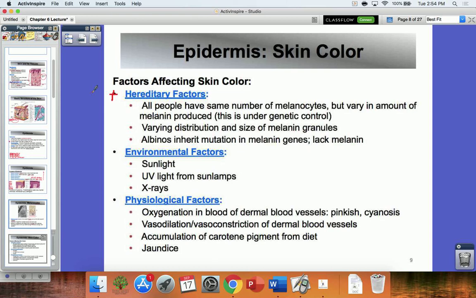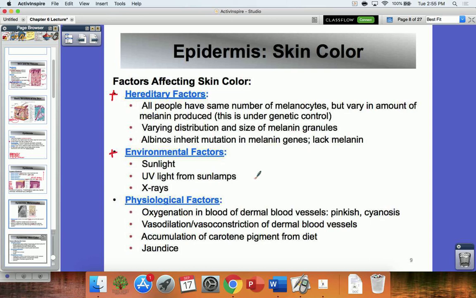In addition, environmental factors. Environment, that's that UV radiation, that sunlight. And so again, like we said, if we go into the sunlight, we're exposed to too much sun or UV radiation, even from sun lamps, i.e. tanning beds, that's going to cause us to produce more melanin, which is trying to protect us from this UV, and we become tan.